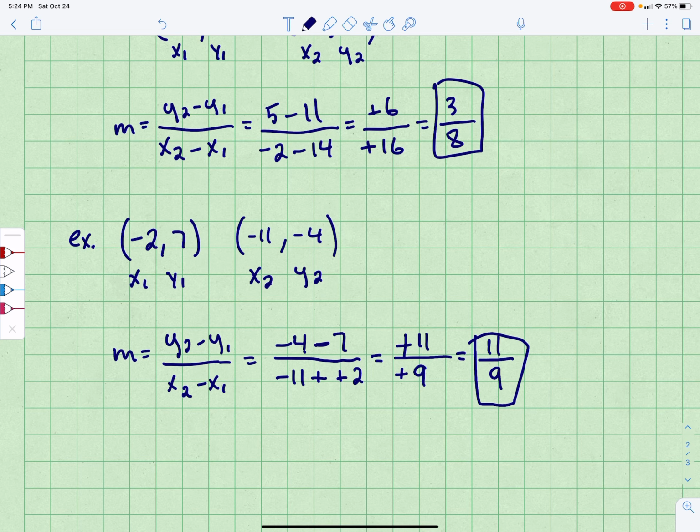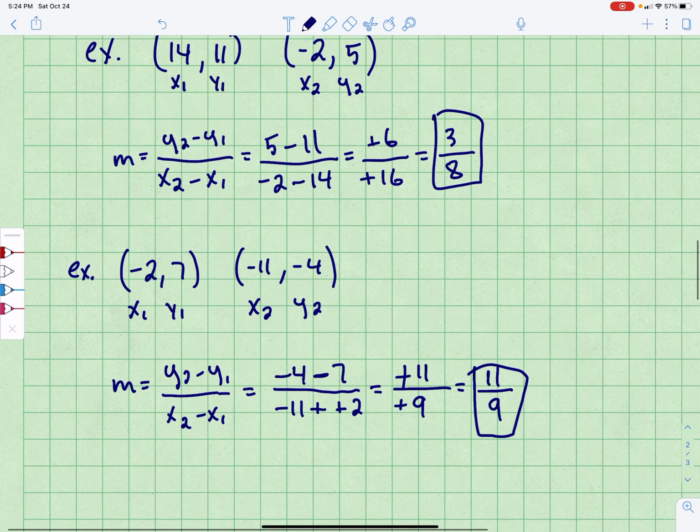So that's how we calculate slope when we're talking about on a graph and when they just give you 2 points.